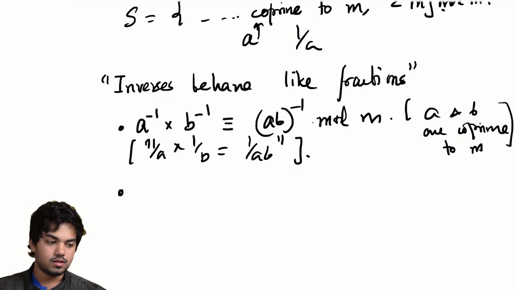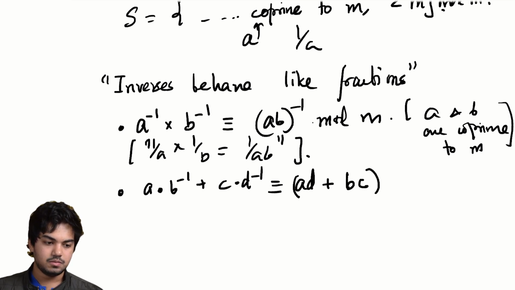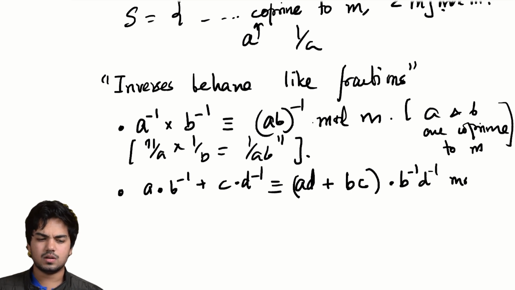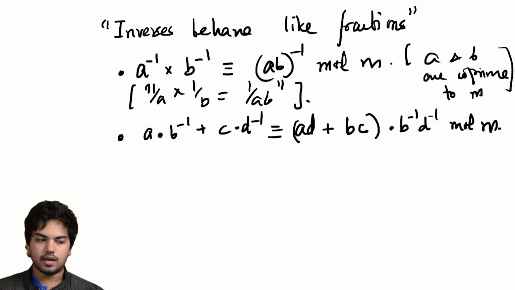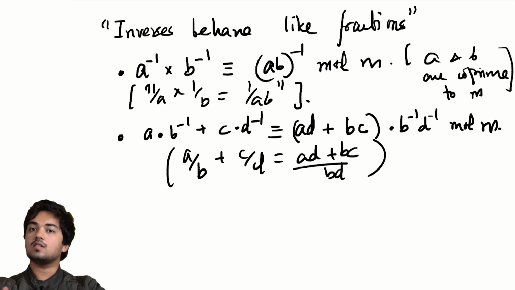They add the way we want them to. In particular, a times b inverse plus c times d inverse is congruent to ad plus bc times b inverse d inverse, mod m, of course. You might say, okay, that's awkward. Why should this be true? Because it mimics the fact that a by b plus c by d is equal to ad plus bc by bd. To formally verify this stuff, I leave that as an exercise to you.